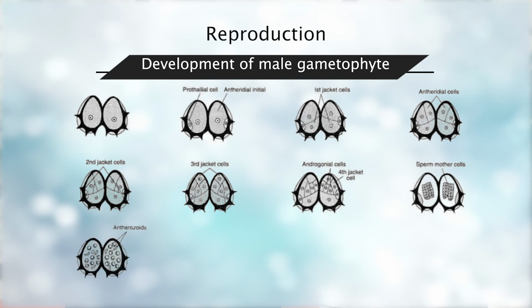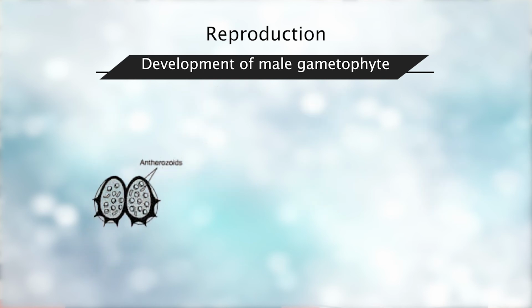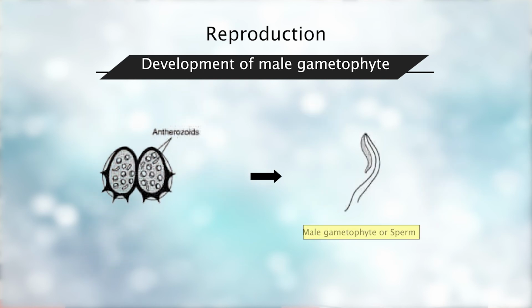The sperm mother cell will now metamorphose to form the anthrozoids. These anthrozoids will be a biflagellated structure and thus the sperm, that is the male gamete, will be produced.